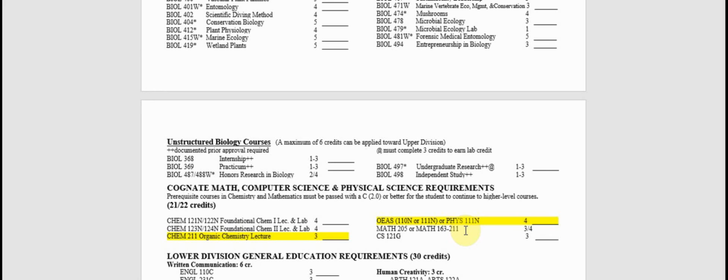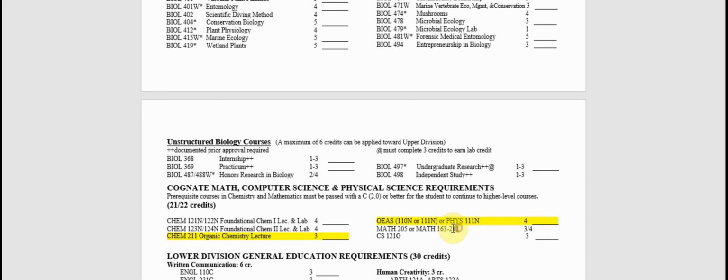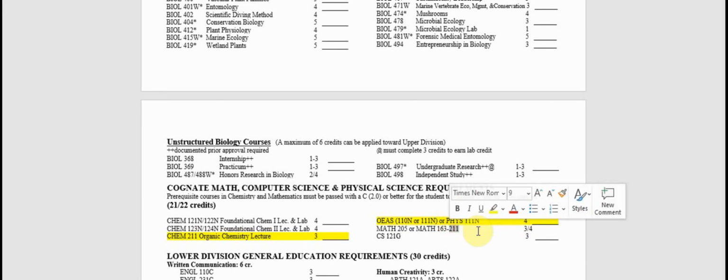205 is calculus for life sciences, so that's a more contextualized calculus class. It is a 3 credit class, and the prerequisite for that class is Math 162M or Pre-Calc 1. And then 211 is your pure Calc 1 class. It is a 4 credit class, and the prerequisite for it is Math 163, which is Pre-Calc 2. So there is an additional prereq for this one, and it has an additional credit attached to it.